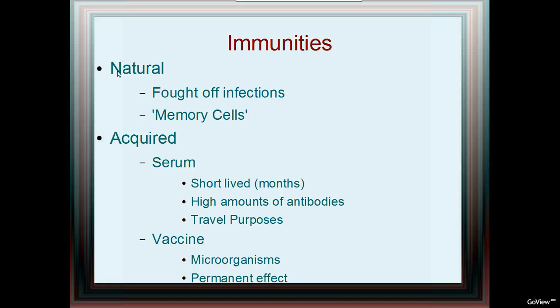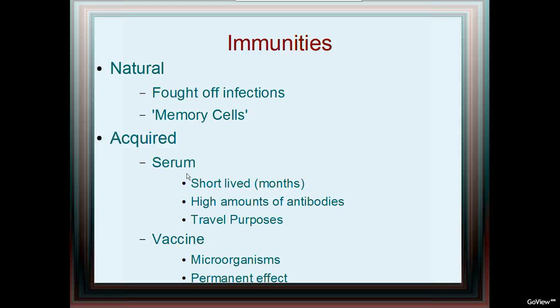They had gained a natural immunity to the Black Plague, and some of the cells within the immune system turned into memory cells, and they were ready to destroy the bacteria if it ever came back into the body. The next one is acquired immunities, and these are gained mainly in one of two ways, either by a serum or a vaccine. Now the difference, they do the same thing, but there are two differences.